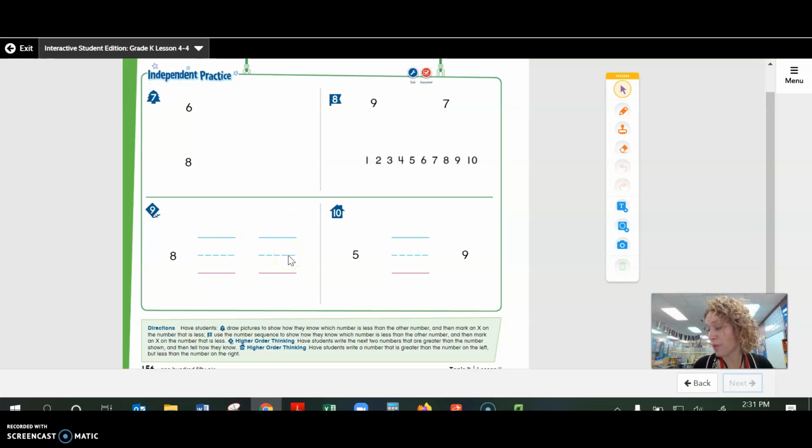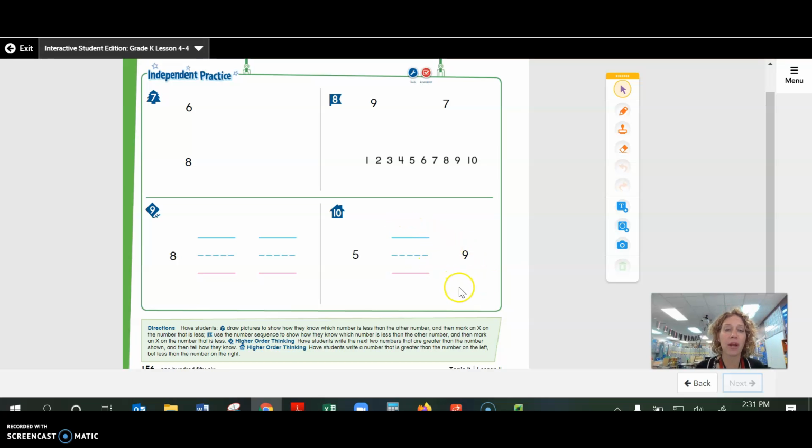Very good. All right. So, and then number 10, this is higher order thinking. So you're going to write the number that is bigger, more than 5, but less than 9. So it could be a couple different numbers. All right. So the number that is bigger than 5, but smaller than 9.